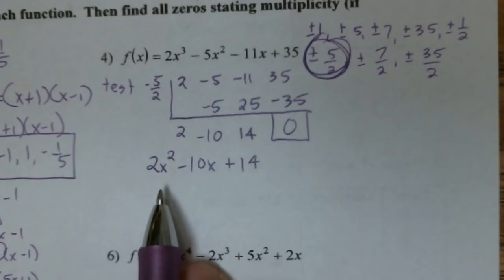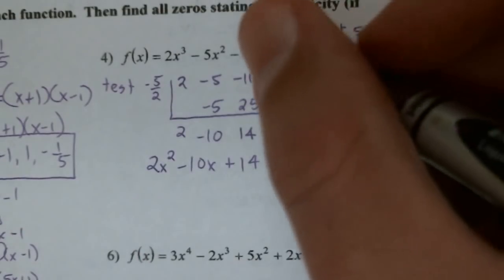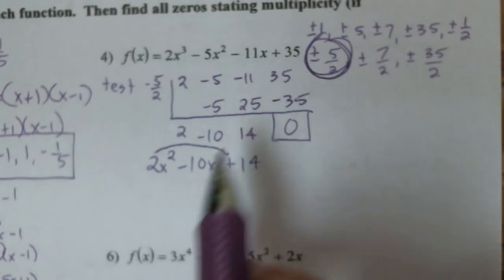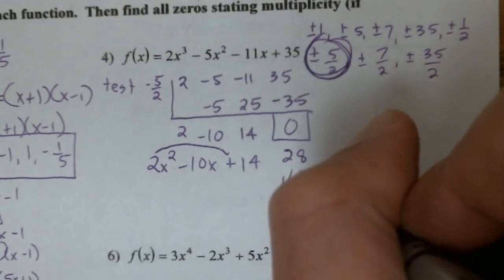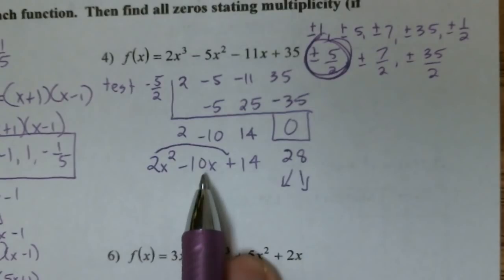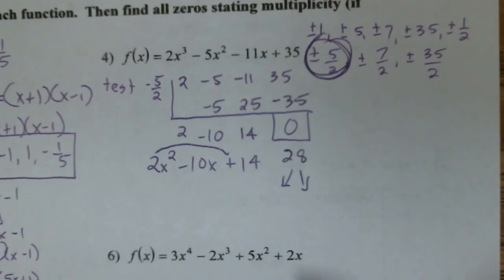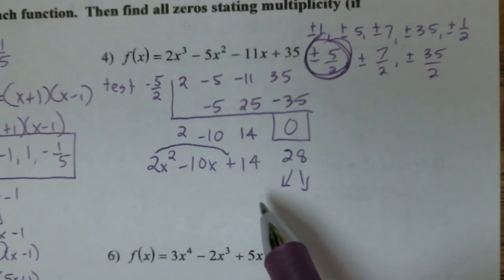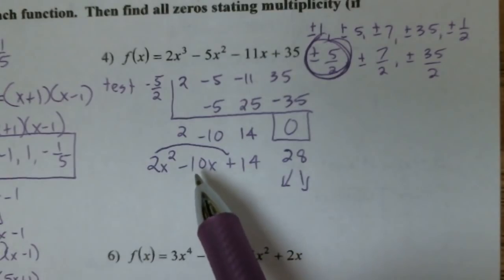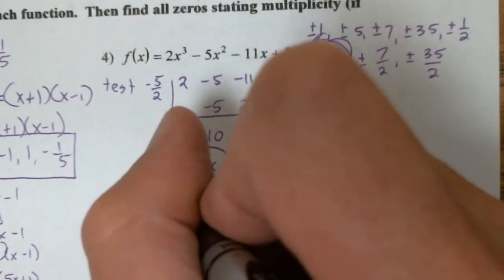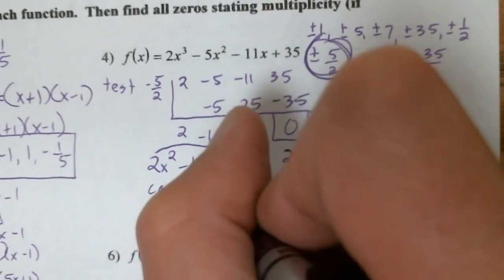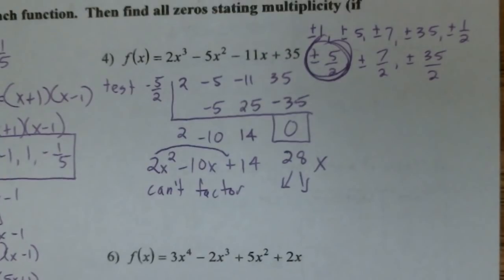Okay, well, it's not a special case, so I'm going to have to try the rainbow thing here. 2 times 14, that gives me 28. What are the factors of 28 that add to negative 10? 1 and 28, 2 and 14, that doesn't get me there. 4 and 7, that doesn't get me there. Okay, we can't factor it. Can't factor. So when we can't factor, what is our last resort?